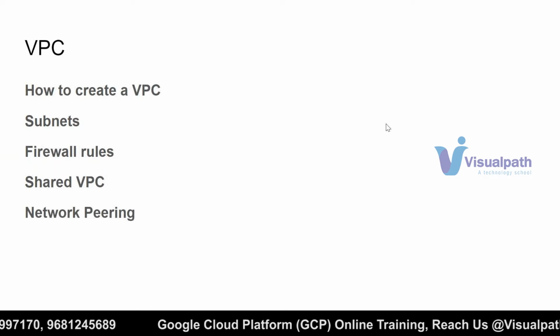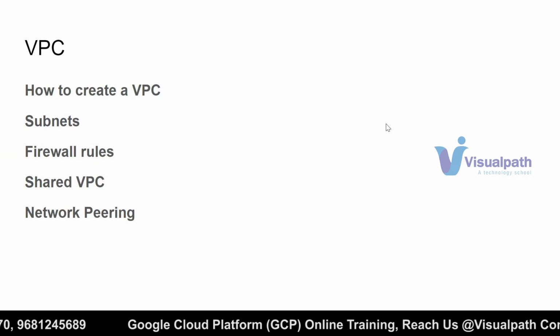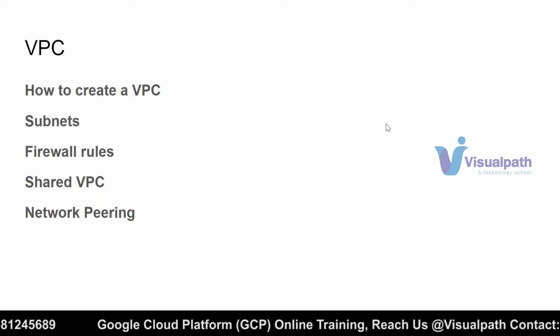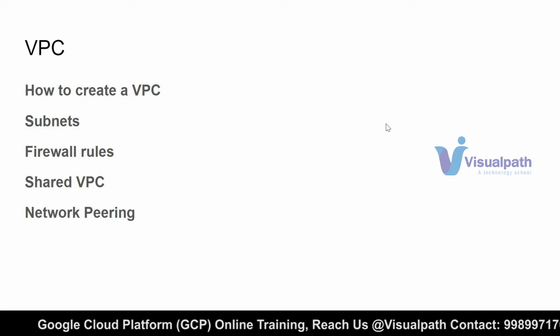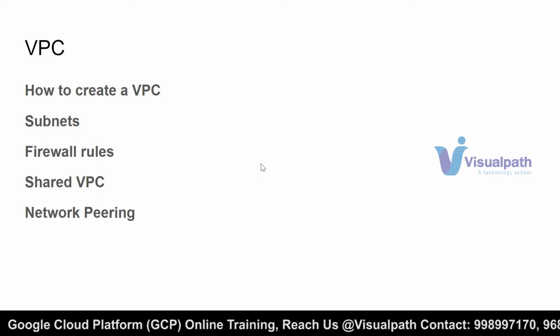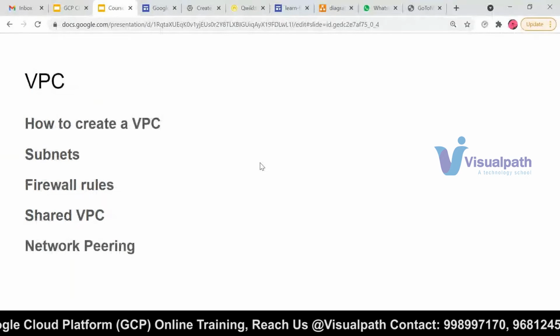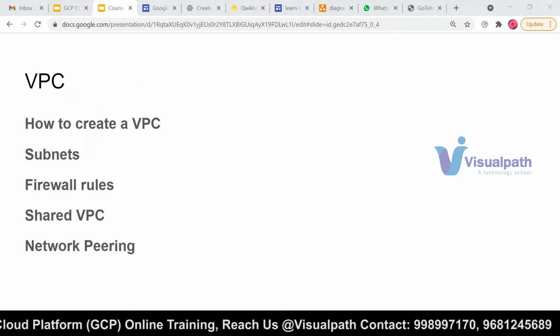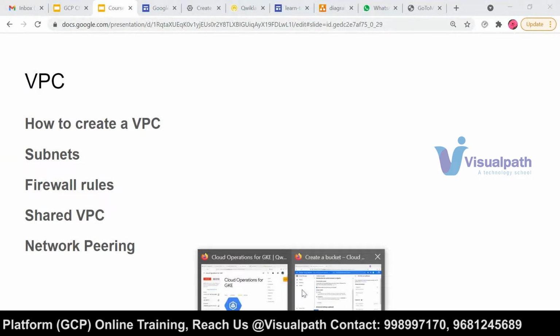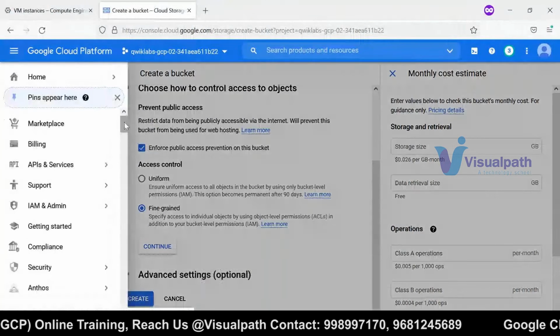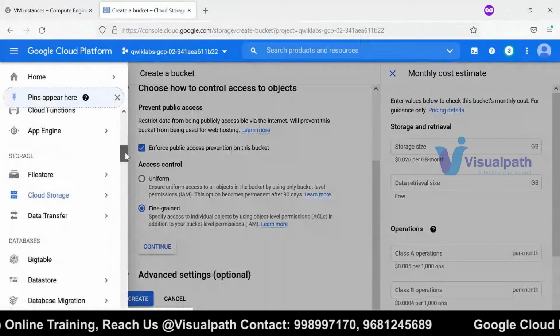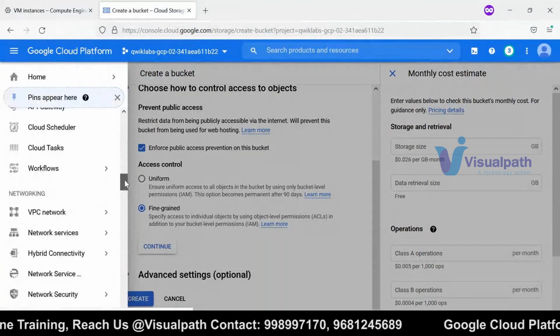Now next is VPC. With VPC, we'll be seeing how to create a VPC and what the subnets and firewall rules are, then what is shared VPC and network peering and all. We'll see whether I can access VPC in this environment. VPC will be under the networking part. So that's where you can see.